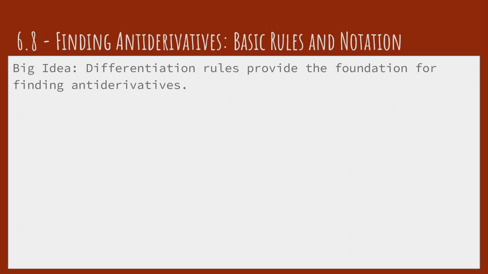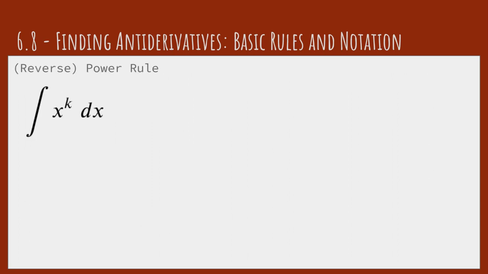So I mentioned this already, but the differentiation rules that we have talked about are going to be the foundation for finding antiderivatives. We're just going to use them in reverse. So some of the rules are easier to reverse than others. So I'm going to start with the power rule here. This is one that's fairly straightforward to reverse.